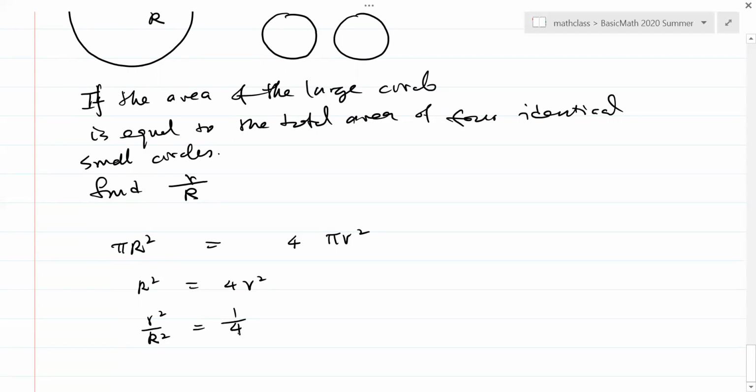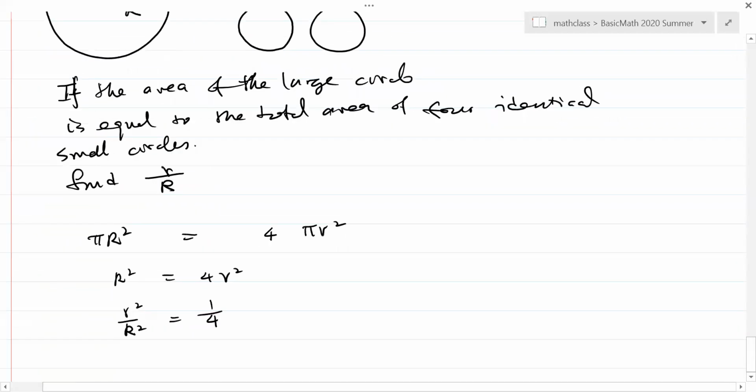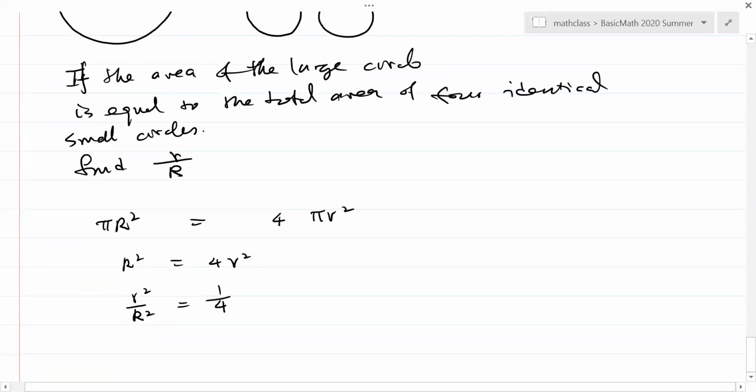Right, you divide both sides by 4, and divide both sides by capital R squared. So that's what you get, right? If you want to go step by step, it's fine. It's 1 equals 4 over R squared. Then you divide by 4, then you get that, okay?